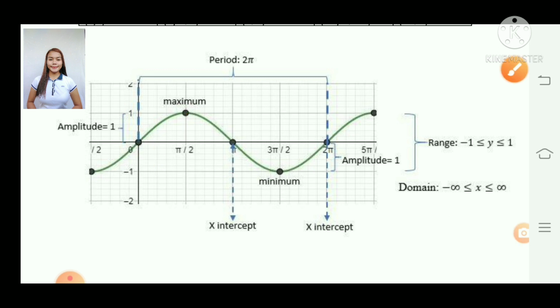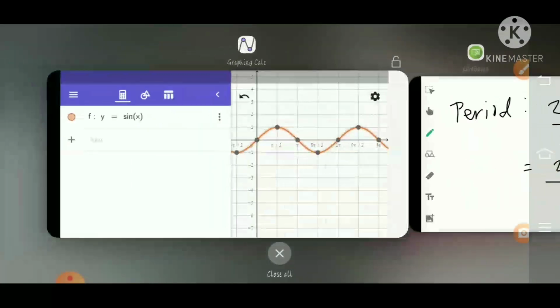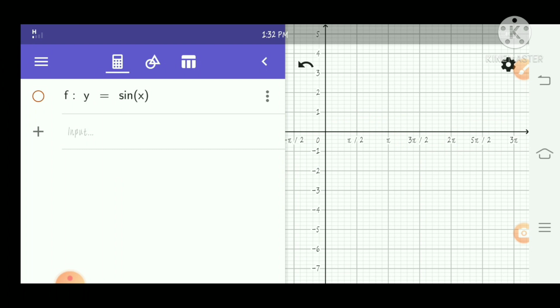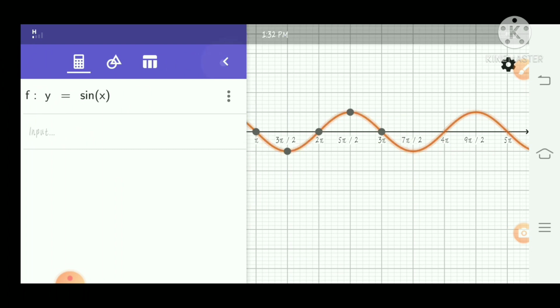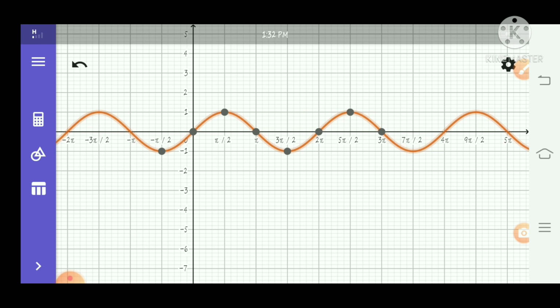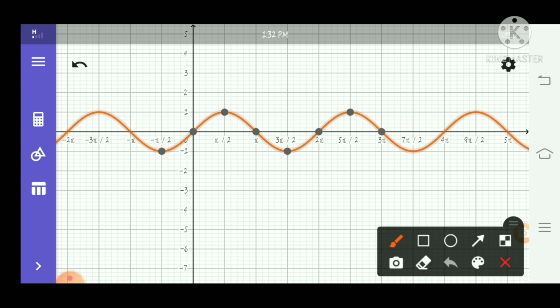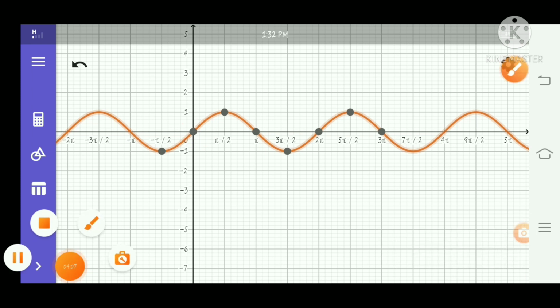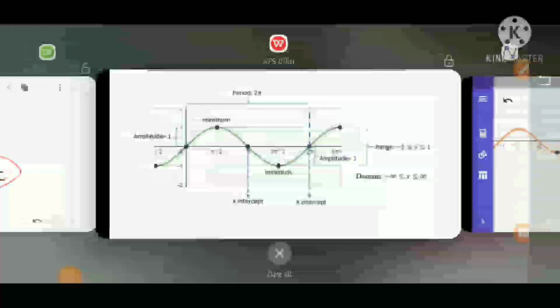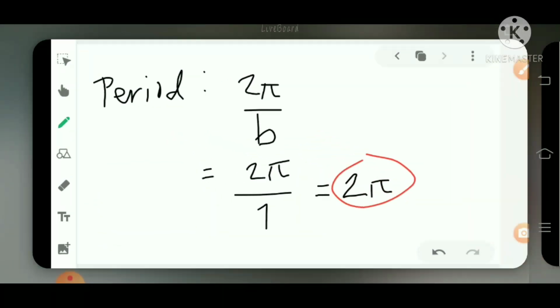Let us use GeoGebra to graph the y equals sine x. So, this is the graph of y is equal to sine x. The sine x touches the origin here. Let us proceed in how to get the key points. Let us use the live board.